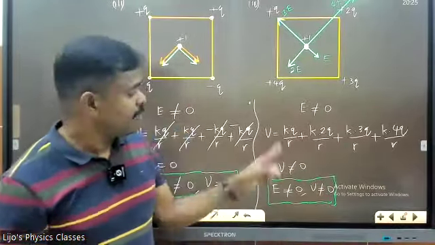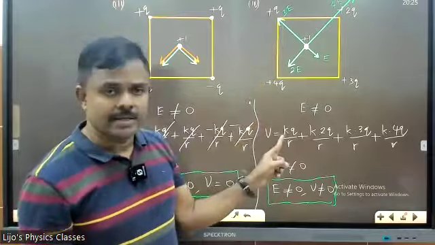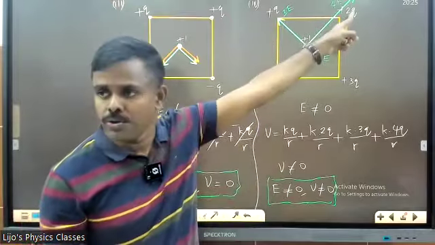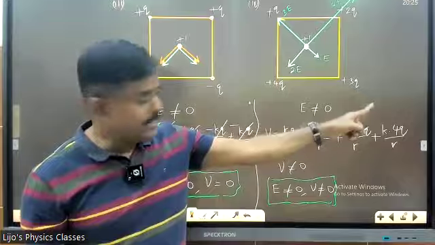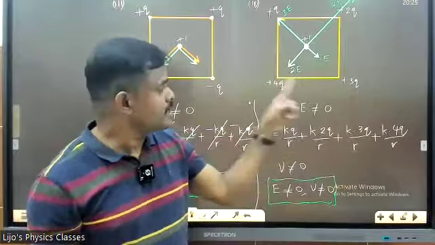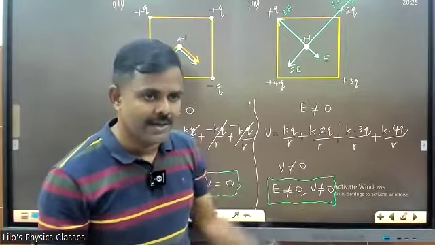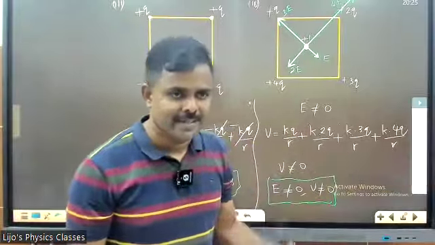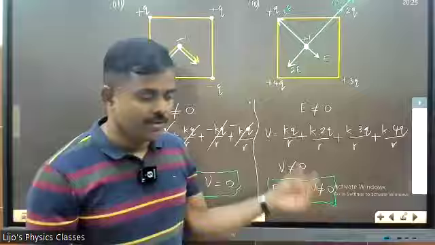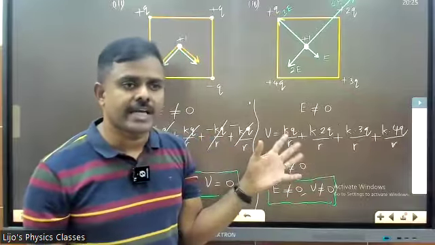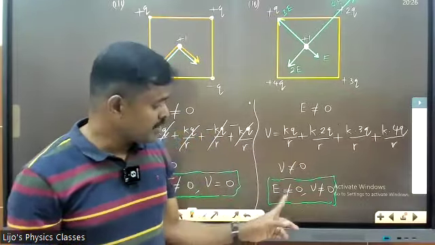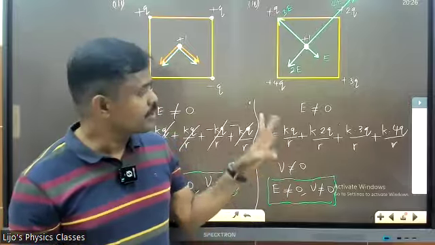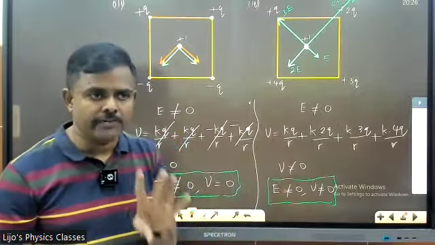Why? First potential is KQ by R. Second potential is K into 2Q upon R. Third one is K into 3Q over R. Fourth one is K into 4Q over R. Positive, positive, positive, positive. None of them is negative. So all positive means they will never ever cancel out, right? So potential won't be 0. Electric field won't be 0. Potential won't be 0. So we have discussed all the 4 cases.